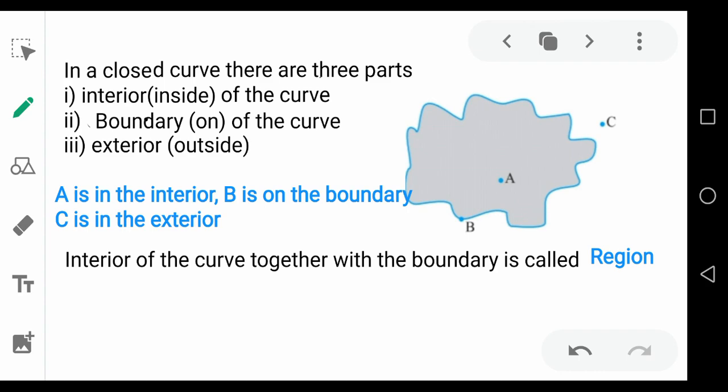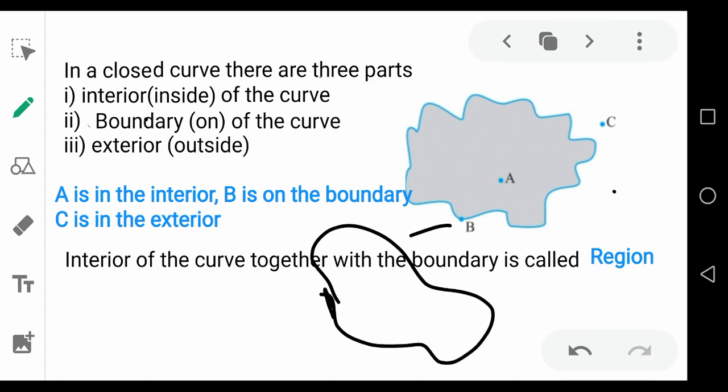In a closed curve. So now we are discussing closed curves. So here you can see one closed curve. It is going like this, like this. This is any curve which is closed like this. Okay, it is a closed curve. This is an open curve. Okay, please understand the difference between closed and open curve.